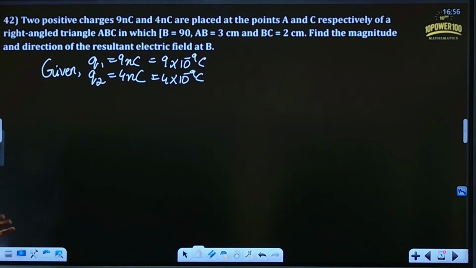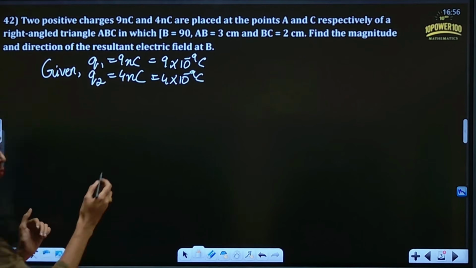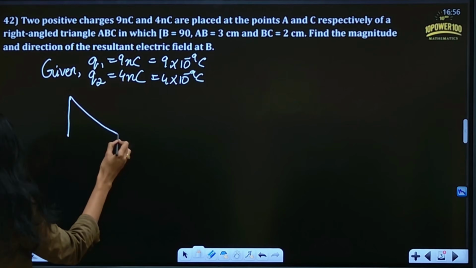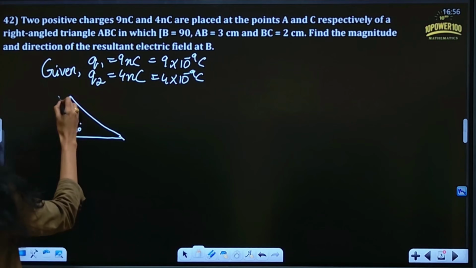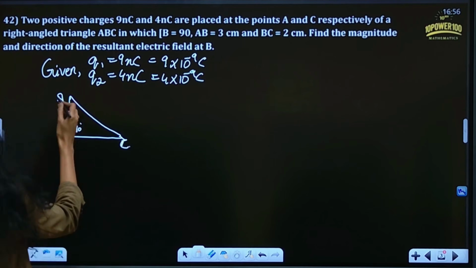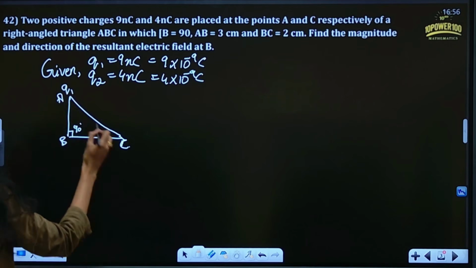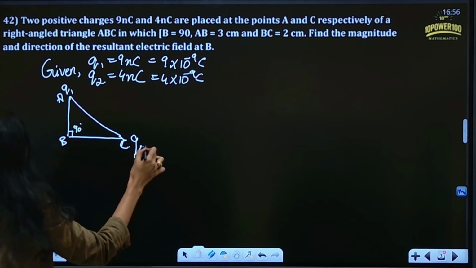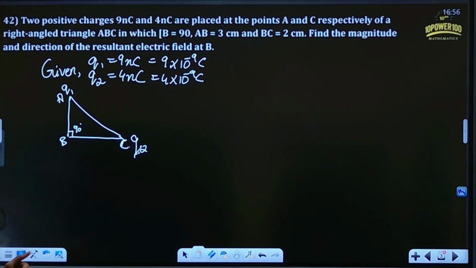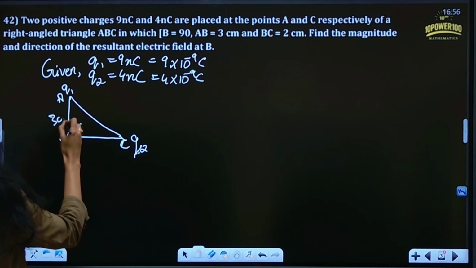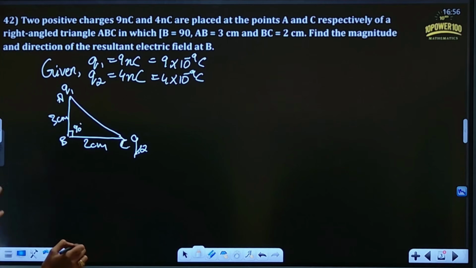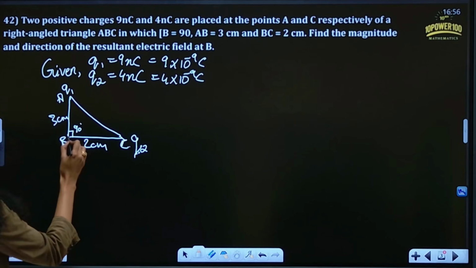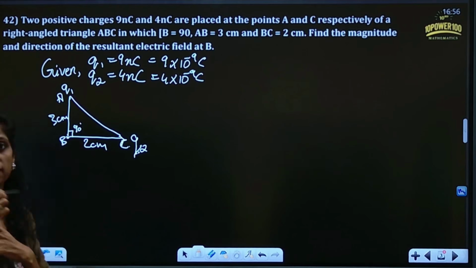They are placed at A and C respectively of the right angle triangle. First let me draw a right angle triangle. This is 90 degree, so let me point this as B, this is A and this is C. I have placed a charge Q1 at point A, Q2 at point C. They've also given the distance AB is 3 centimeter, BC is 2 centimeter. They are asking to find the magnitude and direction of the resultant electric field at point B.